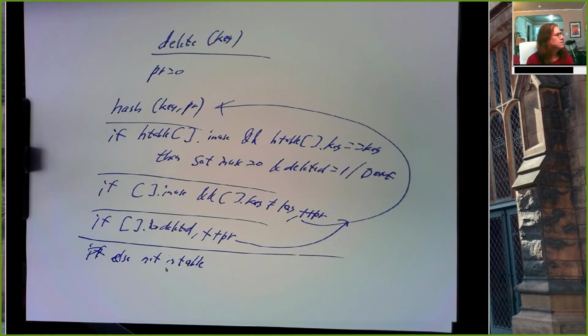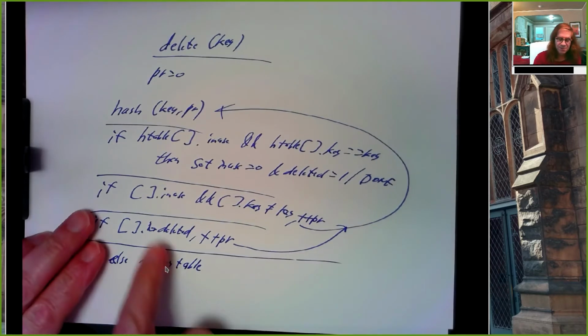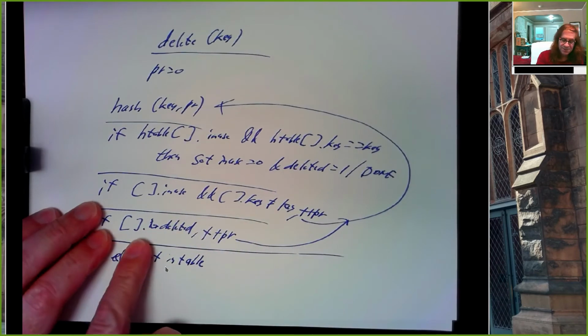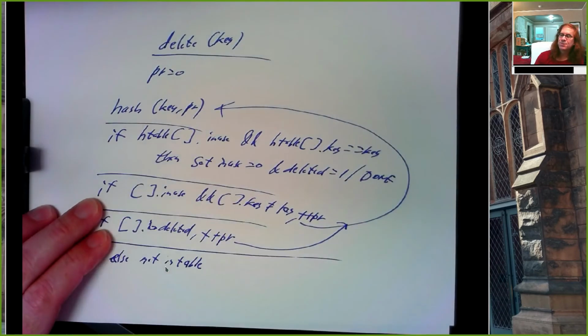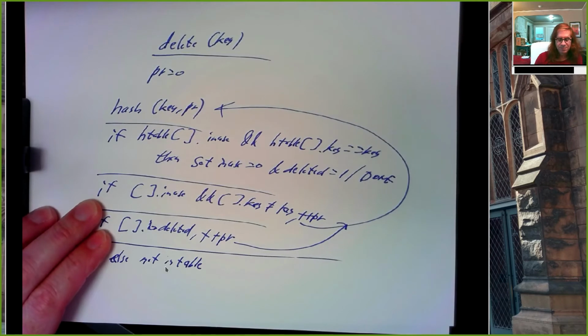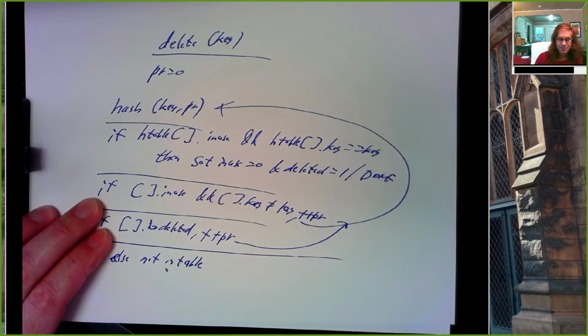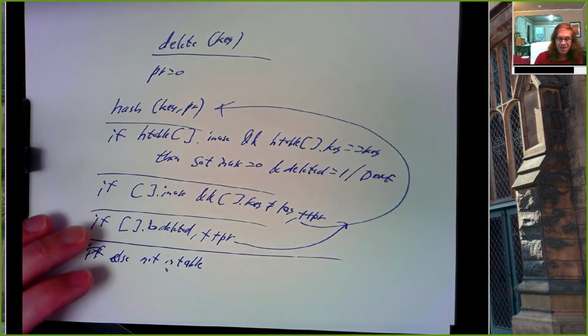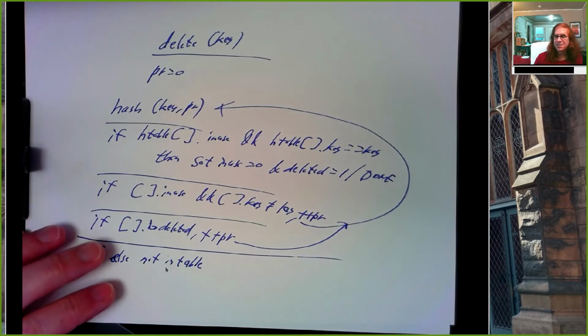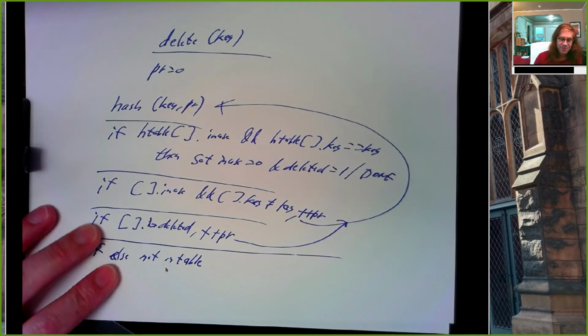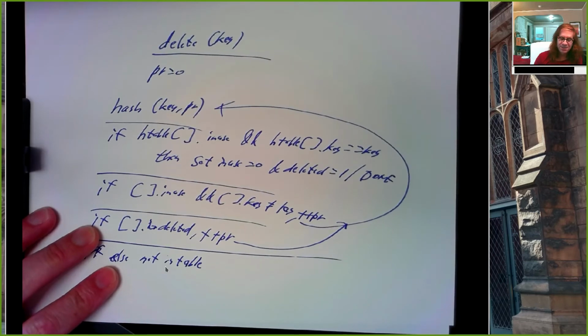So if it's in use and not the key, or if it's deleted and not the key, we want to bump up the probe and rehash. If it's not in use and it's not deleted, then it's not found in the table. And if it's in use and it does match the key, then we want to go ahead and delete it.